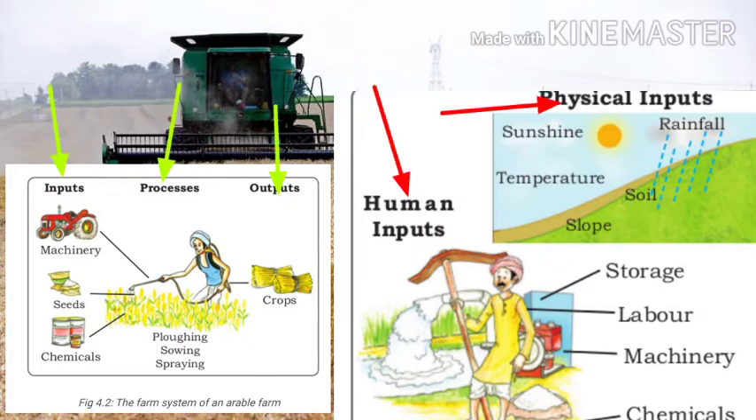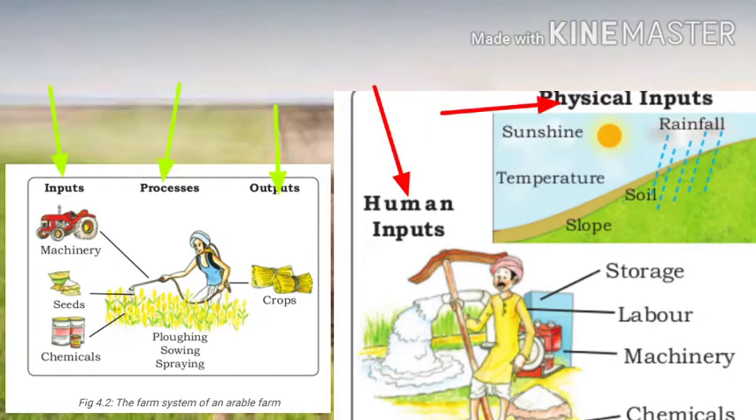In the second picture, students, there are a few human inputs. The human inputs are the storage, labor, machinery and the chemicals, and a few physical inputs are also there, which are known as the weather conditions. These are the sunshine, rainfall, temperature, soil and slope. These are also inputs through which we get the outputs.